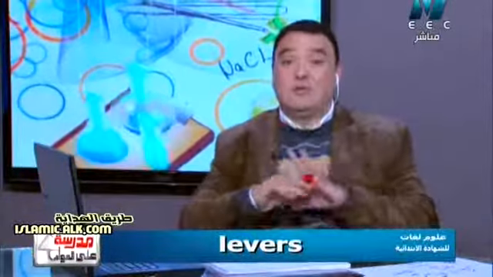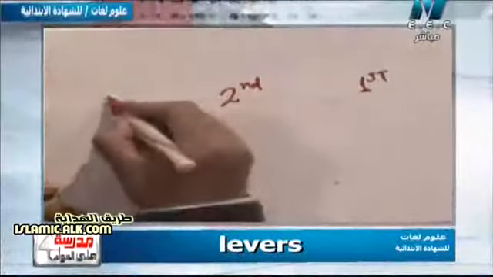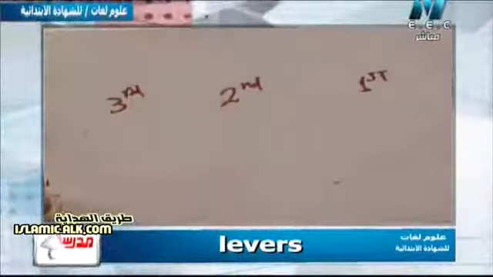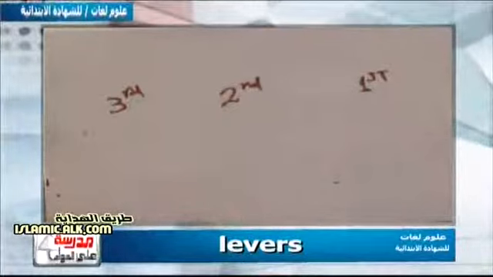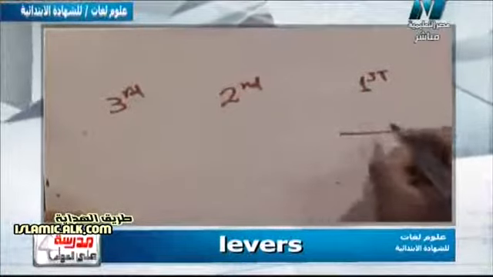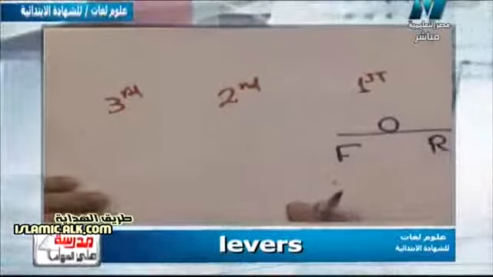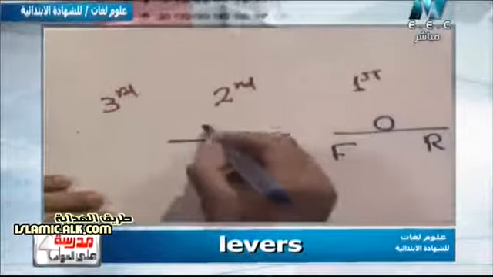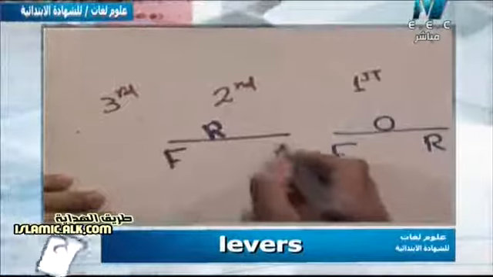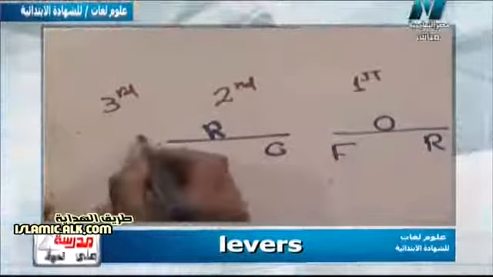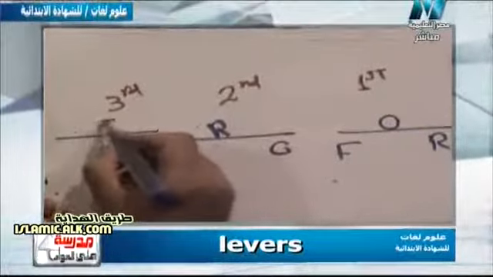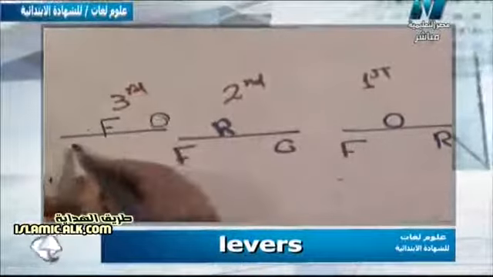So now let's summarize نلخص مع بعض what the difference between each type of lever, if they are the first type, if they are the second type, if they are the third type. Okay, in the first type there is fulcrum O between F and R. In the second type there is R resistance between F and O. If the third type there is F between O and R.